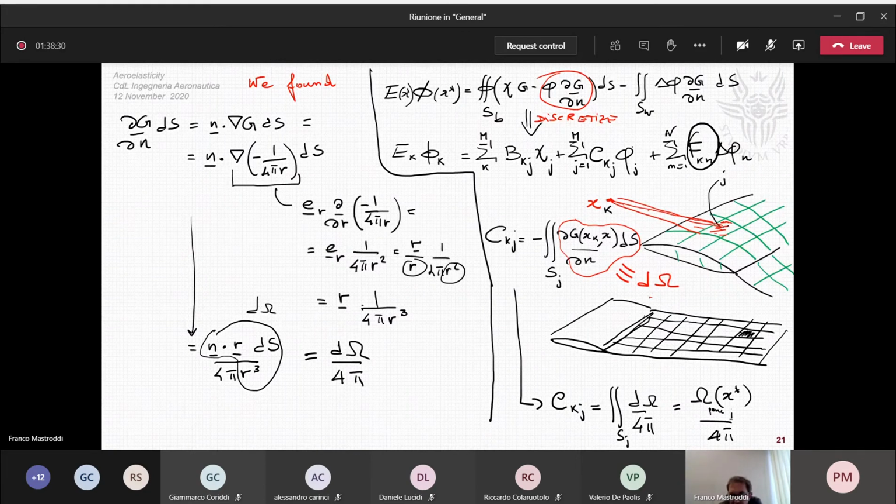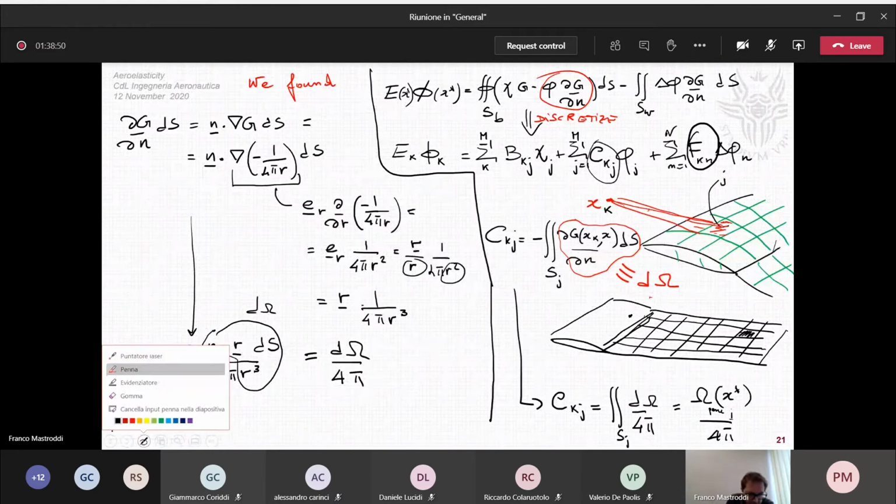But F is identical to C. Yes, because again, you have a delta phi and you have the integral of the dG on the n by the dS. So this panel is the panel which is seen by this point on the wake. And so the contribution of this panel is given by this angle, this yellow angle.